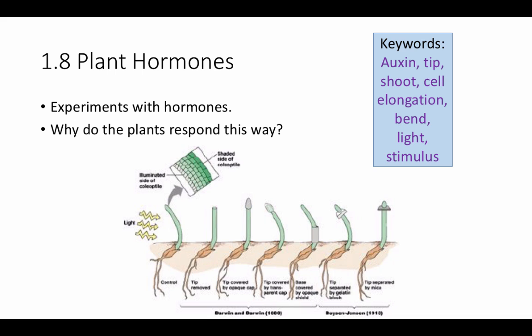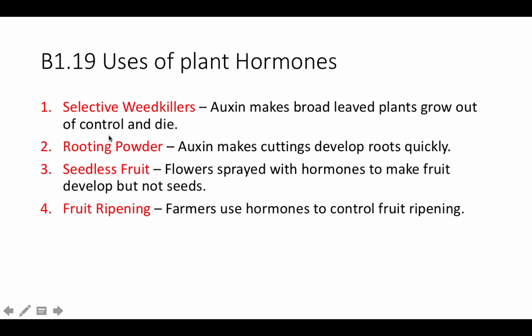Okay, last thing is the uses of some of these plant hormones. Weed killers, obviously to kill weeds, rooting powders to make them grow faster, seedless fruits, where flowers are sprayed with hormones to make the fruit develop but with no seeds. Obviously it's useful because we'd rather eat fruit that had no seeds in.